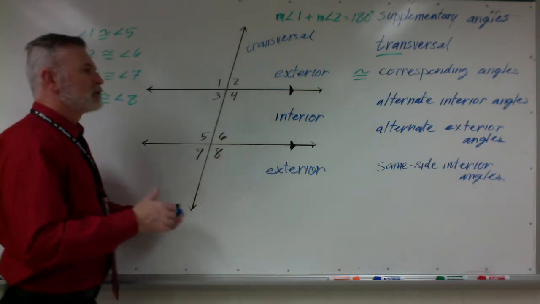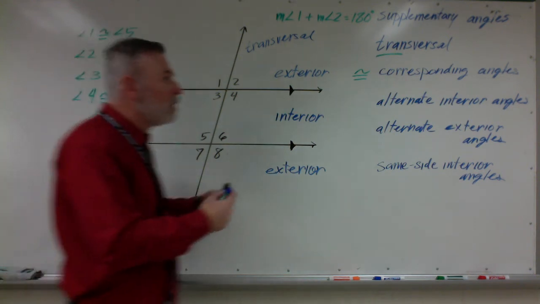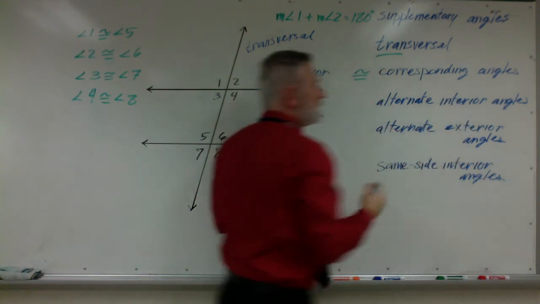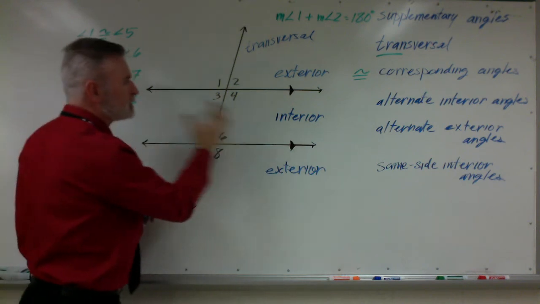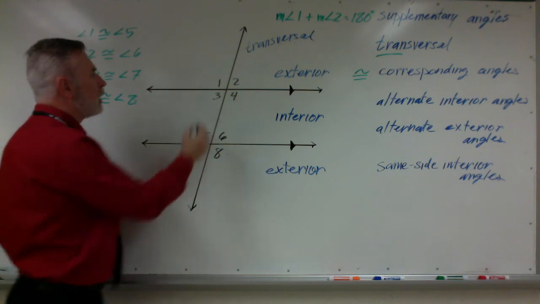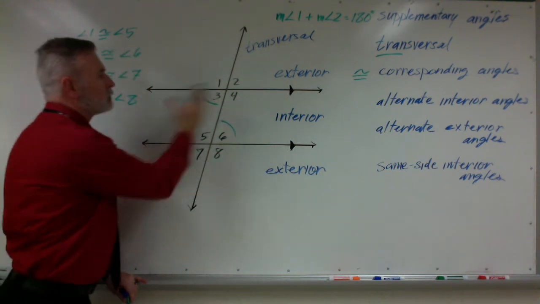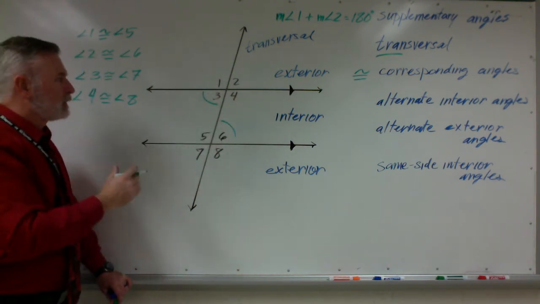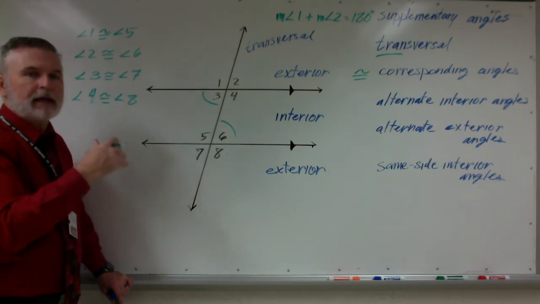Okay. So when we talk about alternate interior angles, we're going to alternate and they're interior. So here's what we're looking at. We're looking at alternate sides of the transversal and we're looking at interior angles. So we're looking at these two angles, alternate interior angles: angle 3 and angle 6. Now, what do we know about angle 3 and angle 6?